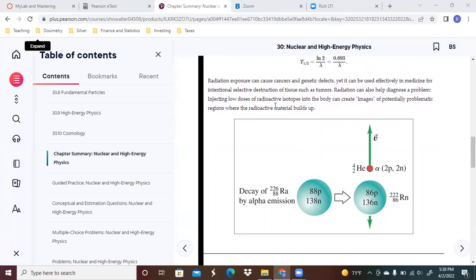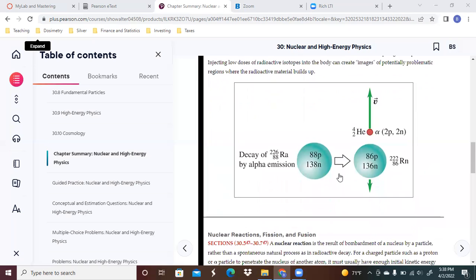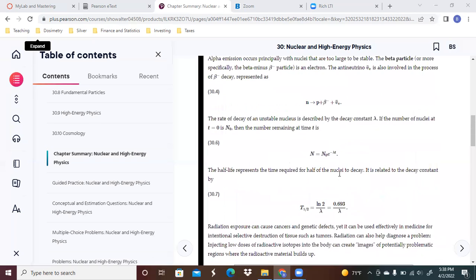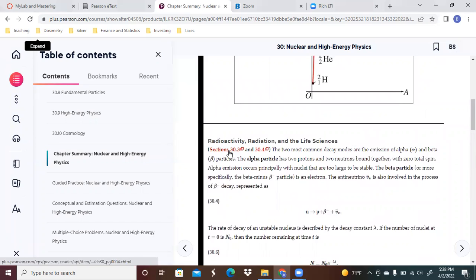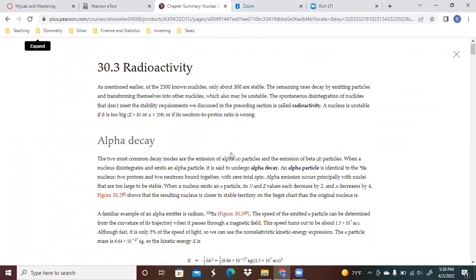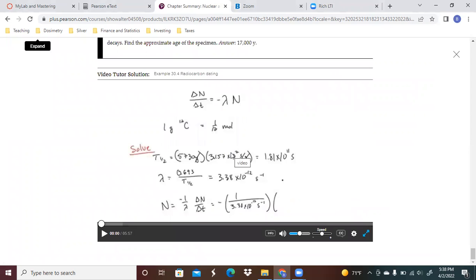Radiation exposure can cause cancers and genetic defects, yet it can be used effectively in medicine for intentional selective destruction of tissues such as tumors. Radiation can also help diagnose a problem. So injecting low doses of a radioactive isotope into the body can create images of potentially problematic regions where the radioactive material builds up. So in other words, things like PET scans and whatnot can tell you where activity is going on in the body, and if that activity is something that needs to be treated, then we'll know about it.